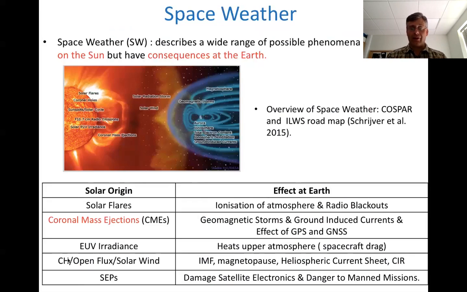Another solar origin is solar energetic particles. It's extremely important to understand them, as these events can damage things such as electronics and satellites, and are also a danger to manned space missions.